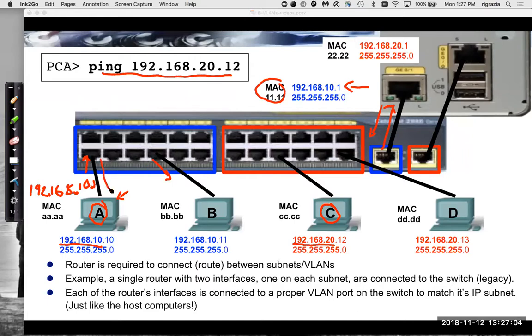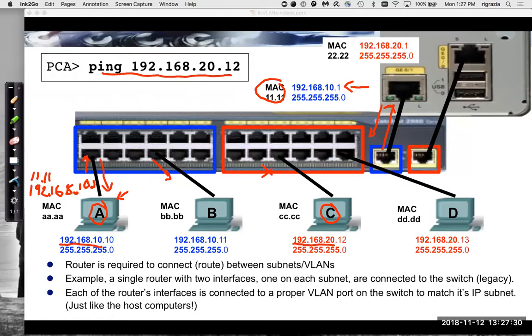And that will go back to A, and it will put the MAC address of 192.168.10.1 in its ARP cache. It'll associate that with its ARP 1111 there. Notice that that broadcast did not go out any of these VLAN 20 ports. Okay. So as far as the packet is sent, the packet is actually sent.